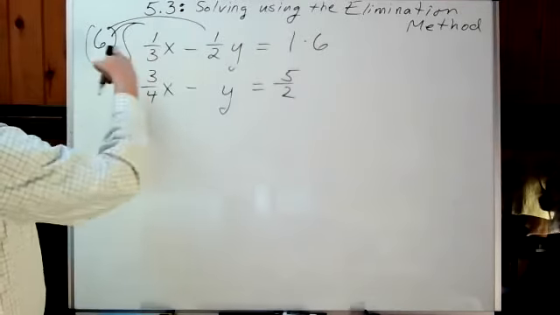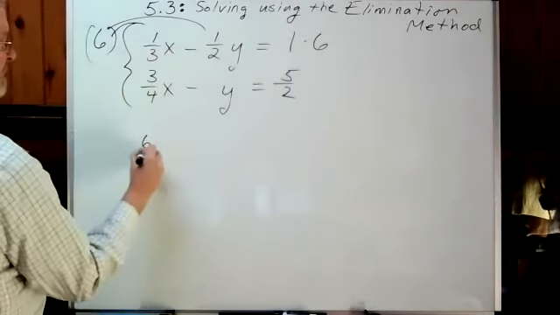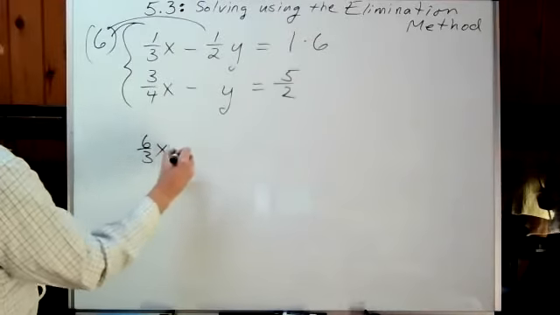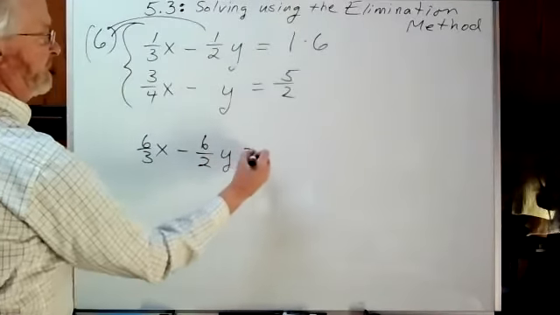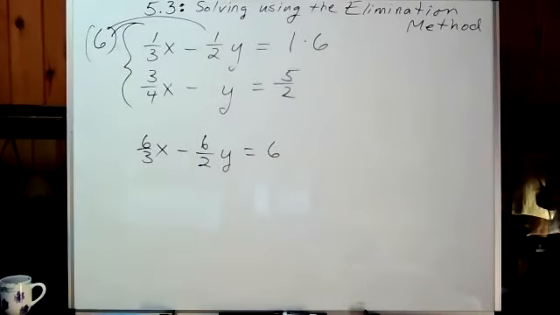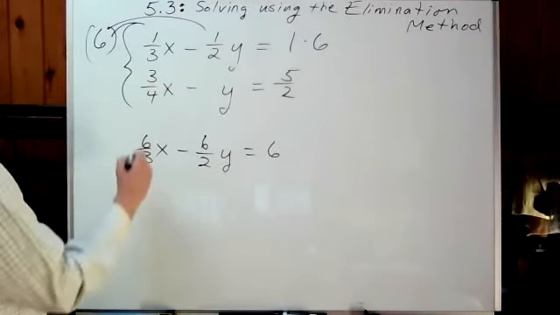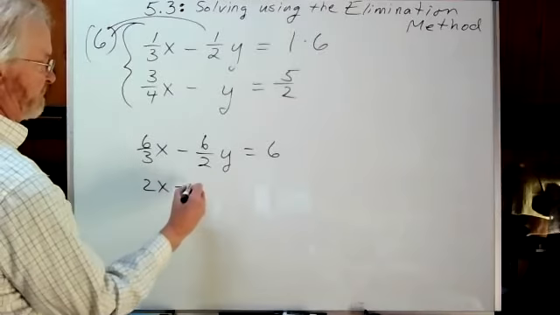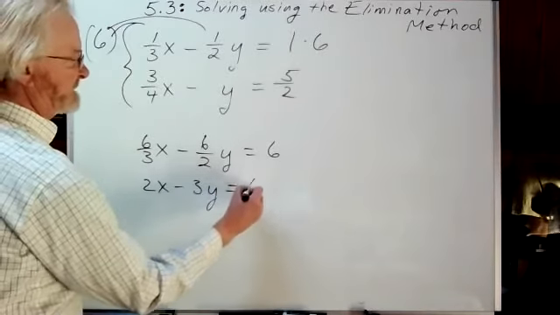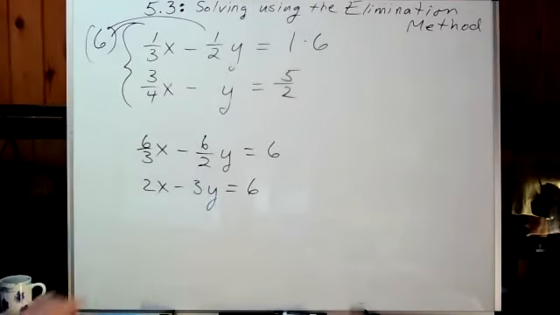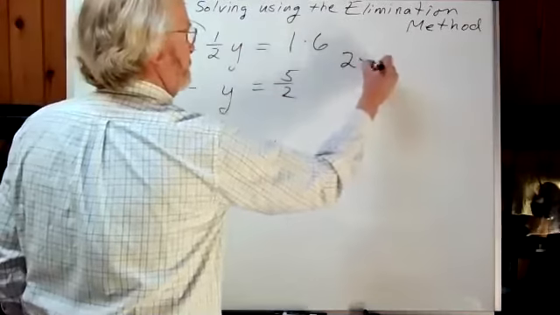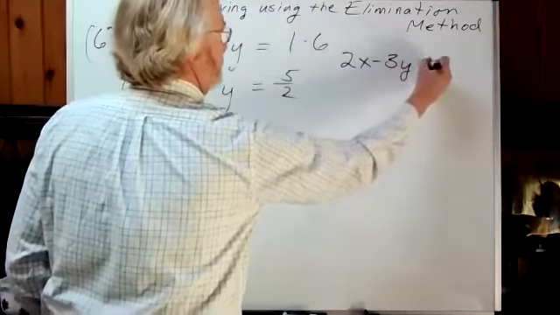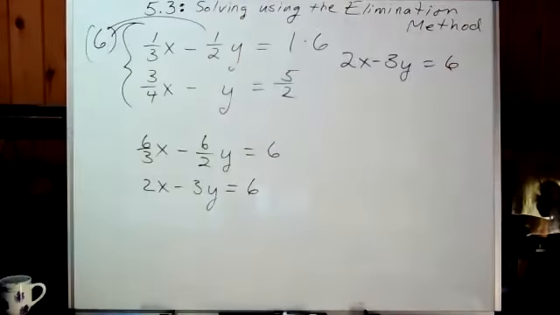Now I'm going to write it out. If I do 6, I get 6/3 over x minus 6 halves over y equals 6. All right. Now that will reduce, right? Simplify that fraction. 2x minus 3y equals 6. I'm going to write that over here out of the way now, okay? 2x minus 3y equals 6. So there I've just changed that first equation.